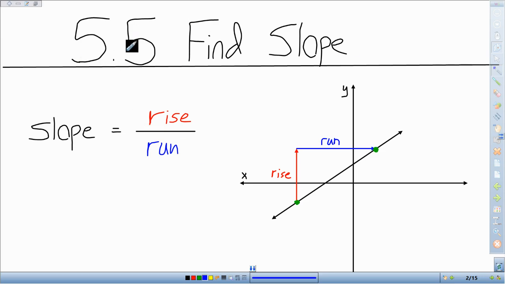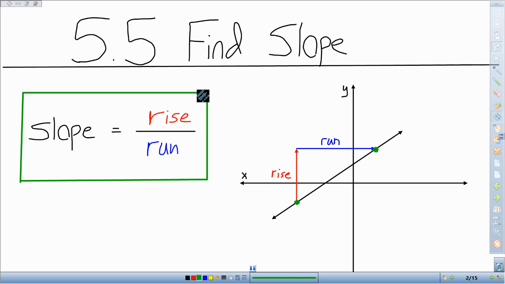Okay, so first thing, go ahead and get the title, copy this first slide, we'll look at it. Okay, so finding slope, the first thing to really point out is this right here. Slope equals rise over run. Something I might recommend, this is an important thing, so put a little box around it in your notes just so it can catch your eye if you go to look at it during a test or whatever. Okay, so slope equals rise over run.